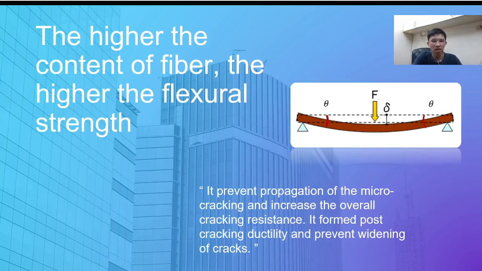The higher the content of the fiber, the higher the flexural strength of the concrete. This is because the fiber prevents the propagation of the micro cracking and increases the overall cracking resistance. It forms post-cracking ductility and prevents widening of cracks. And this indirectly increases the degree of bending of the concrete.